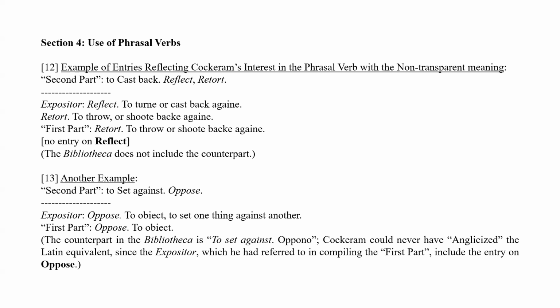With regard to the case of phrasal verbs with transparent meaning, Cockeram provided such entries as "to cast out", "pulling away", "to go before", and "taking away", as shown with reference number 15 on the slide.